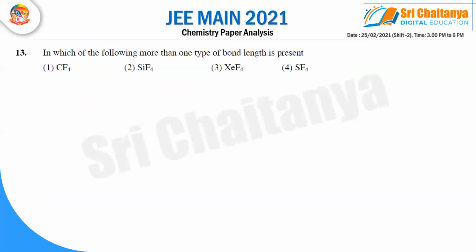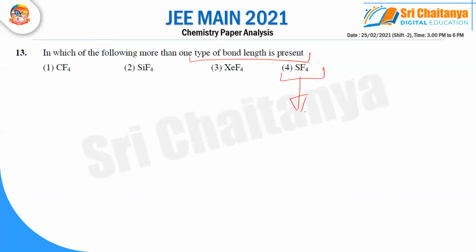Next, we have more than one type of bond length present. That means we should think about something like sp3d or sp3d3. Straight away, among this, we have option number 4.